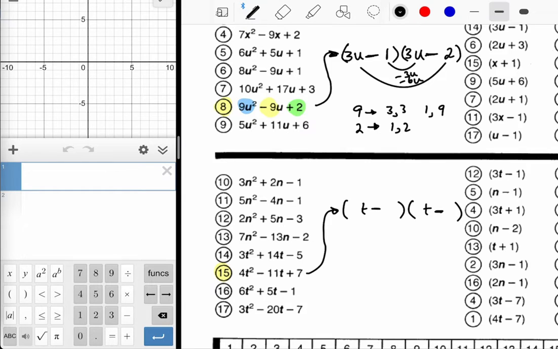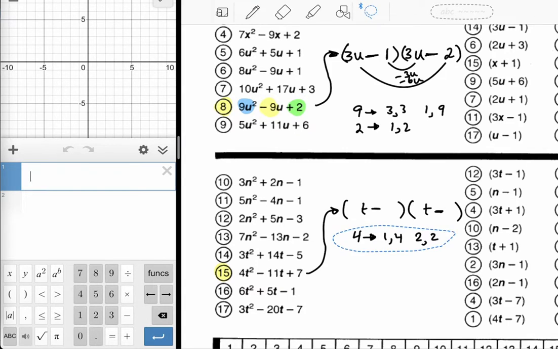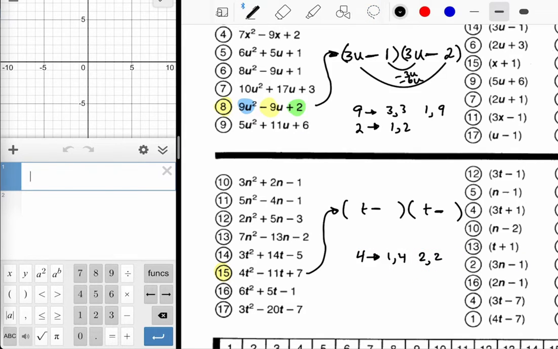So the 4 is my leading coefficient, so I need factors of 4, so that's 1 and 4, 2 and 2. So again, another one of those repeated situations. We just give a little bit more room there. The 7 again is a prime number, so 1 and 7. So I'd place my 1 and my 7.